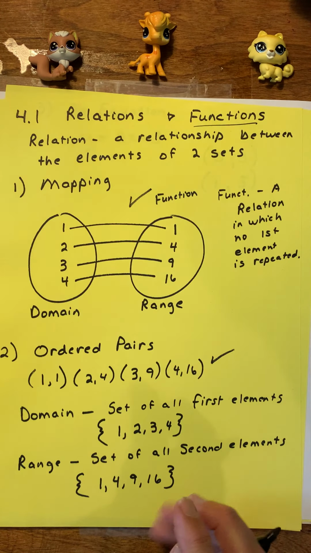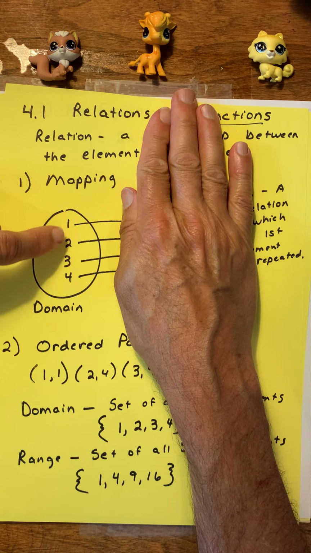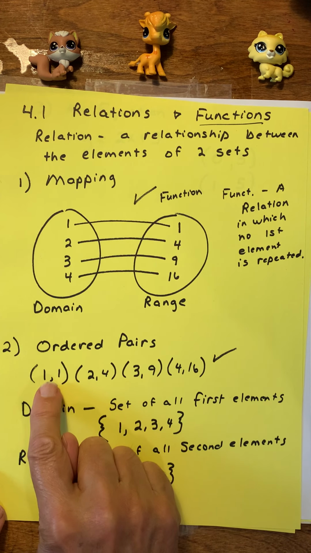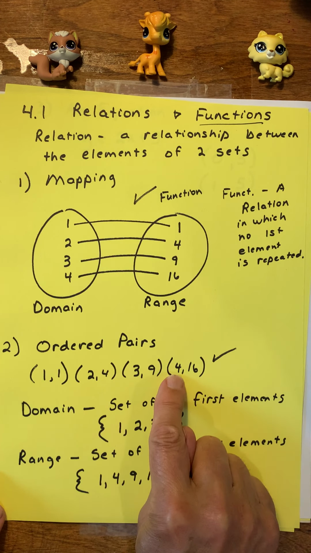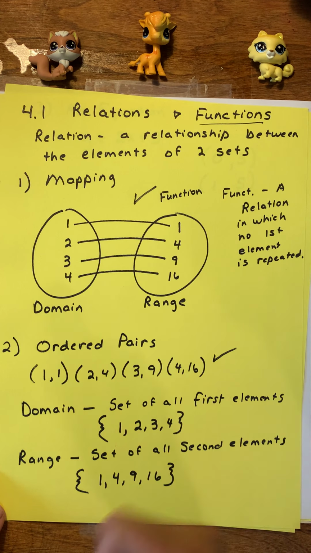So I got ways to check to see if a mapping is a function. Check the domain. Does every element just have one line of relation? Yep, it's a function. Ordered pairs, check your first elements. Any first element repeated? No, then it's a function.